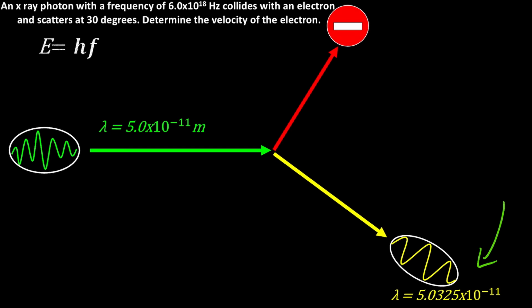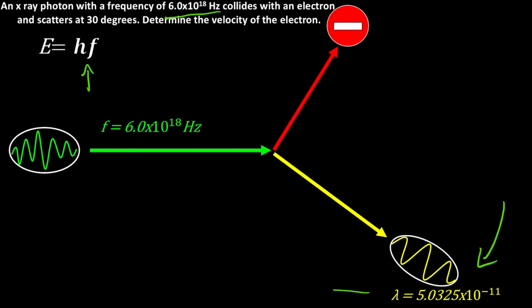Now, my energy equation is usually E is equal to hf, the energy of a photon. So since that equation is simplest based on frequency, I'm going to use that frequency that we have in the question. So I'm going to convert this back to 6.0 times 10 to the negative 18 hertz.